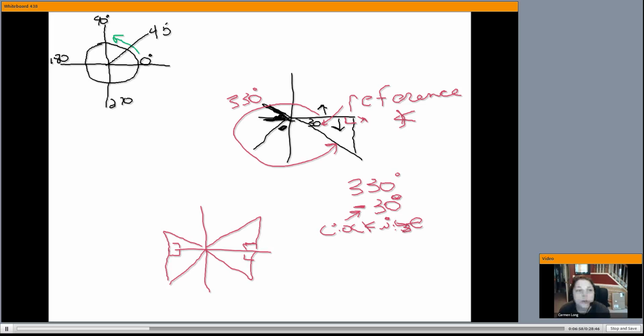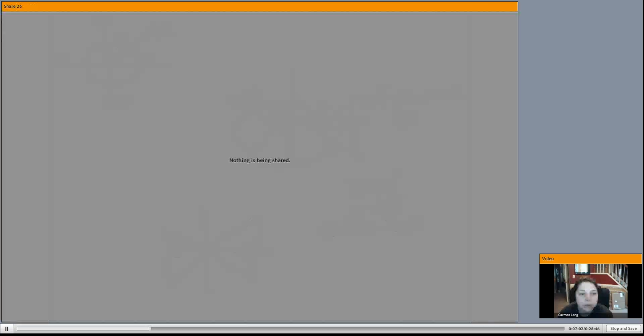So let me share with you, I think I have it right here. Oops. Let me share with you my little unit circle here. And I know I have it. Where's it at? There it is. I hope this one works.